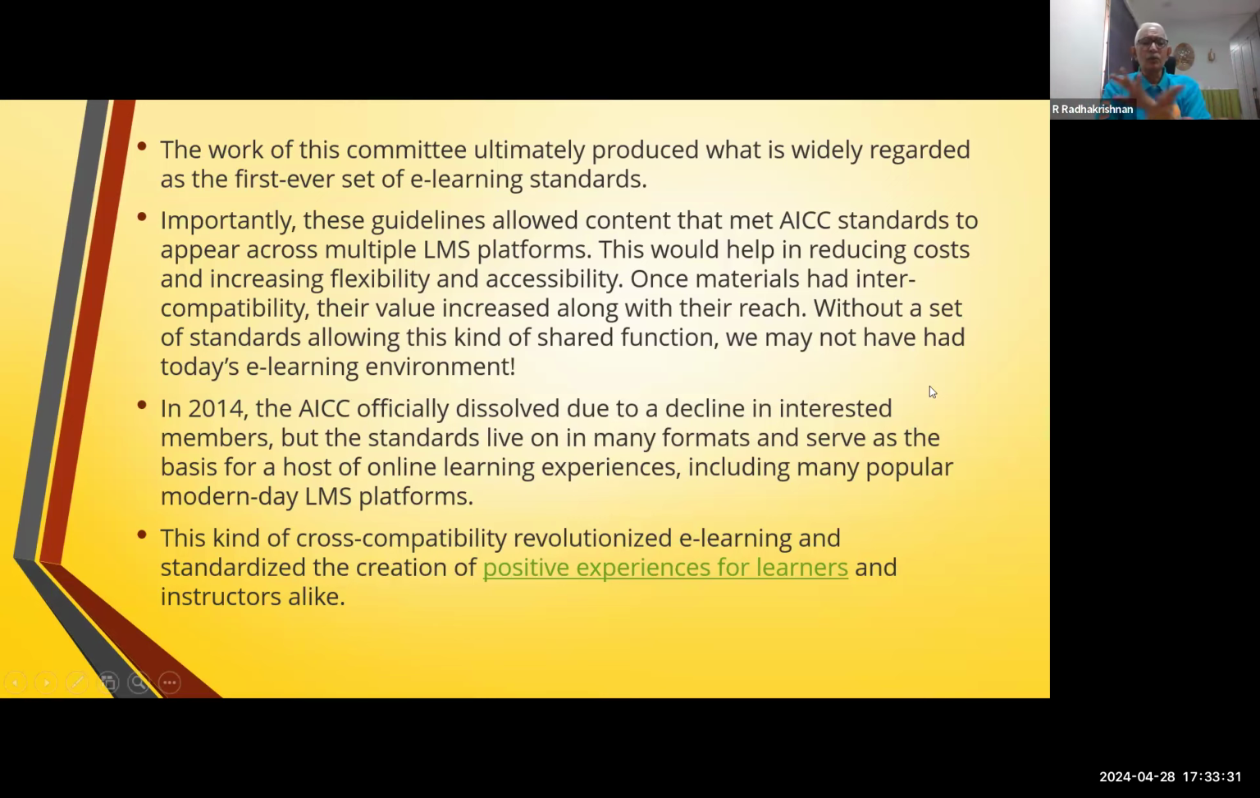Now what happened? In 2014, the AICC officially dissolved due to a decline in interested members. AICC standards declined, but these standards were the foundation for development of advanced standards, including many modern LMS platforms. The cross-compatibility revolutionized e-learning and standardized the creation of positive experience. That is how you have what is today known as SCORM compliant LMS content systems.